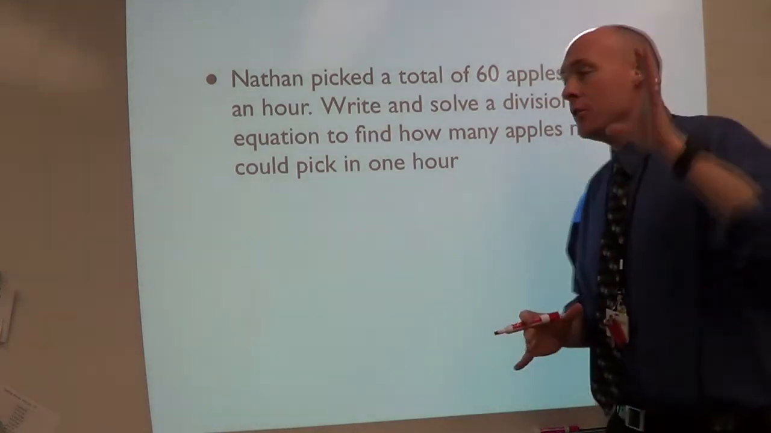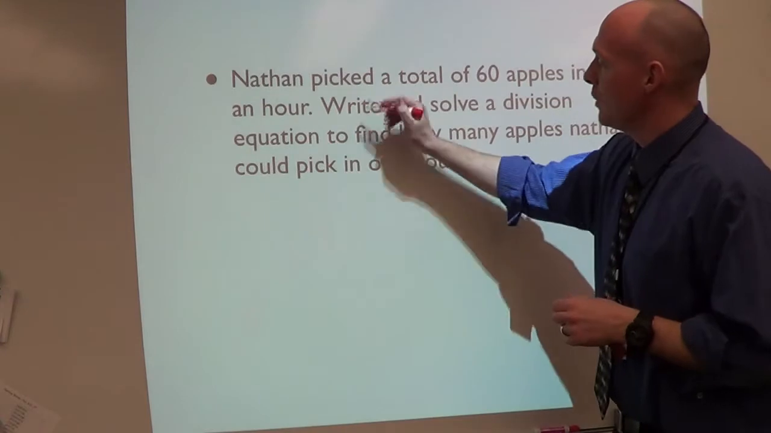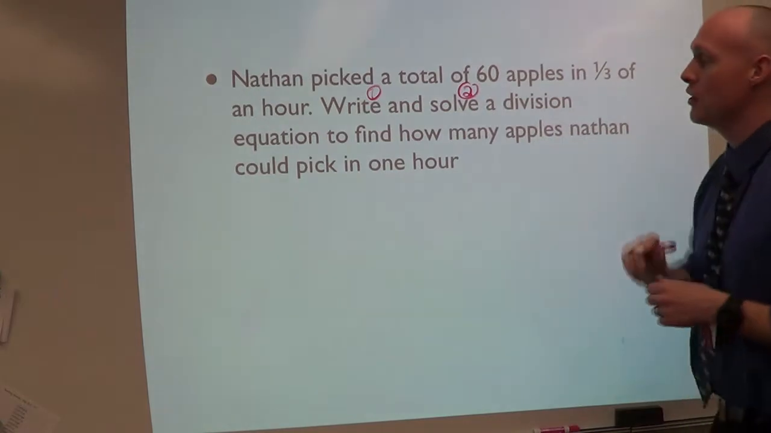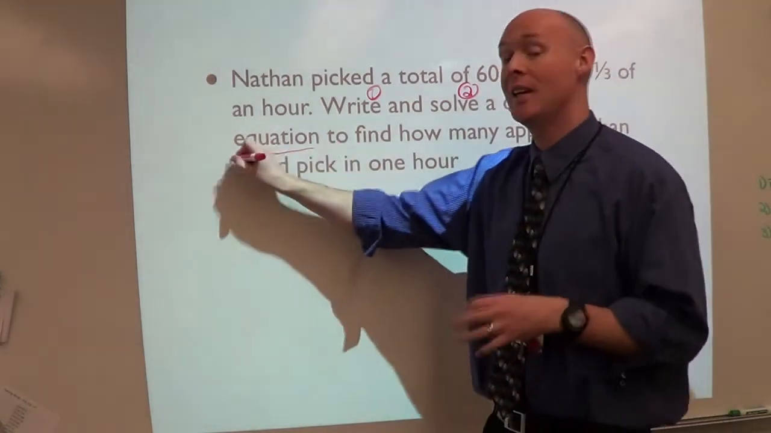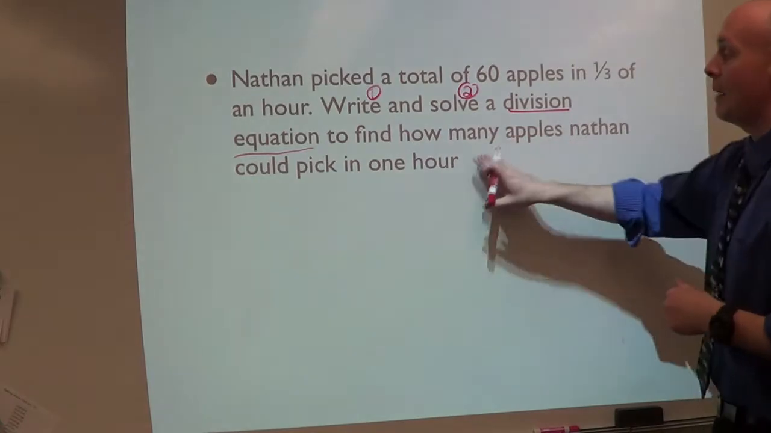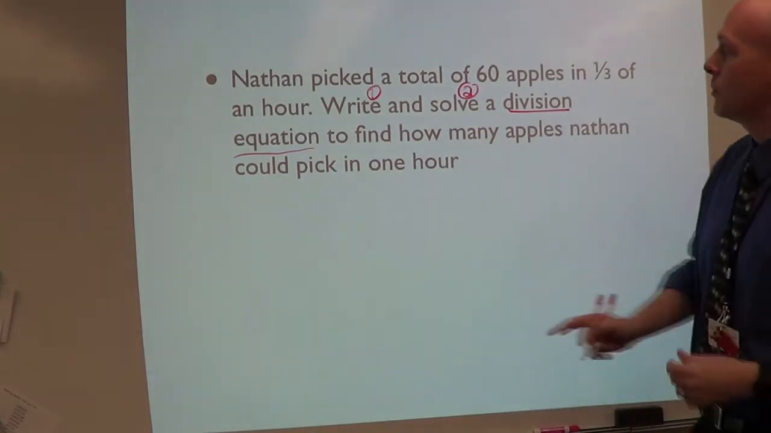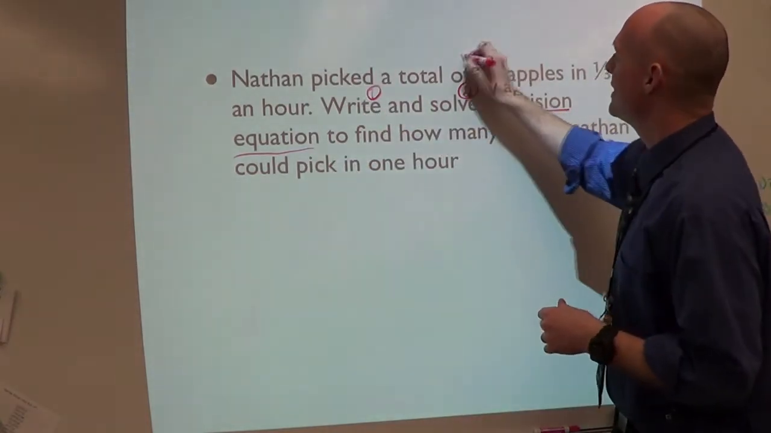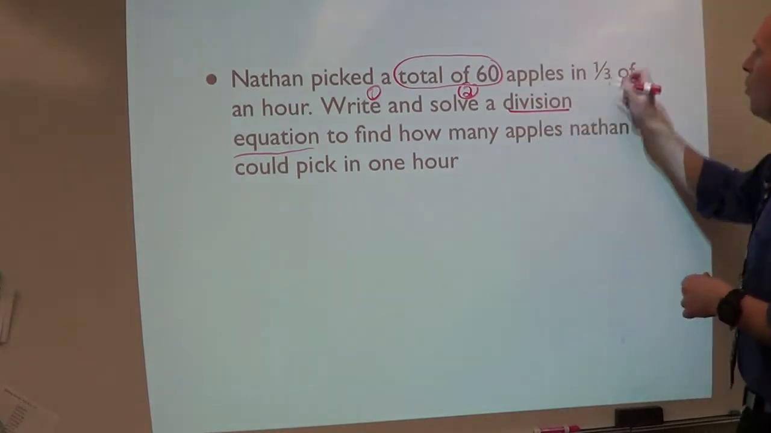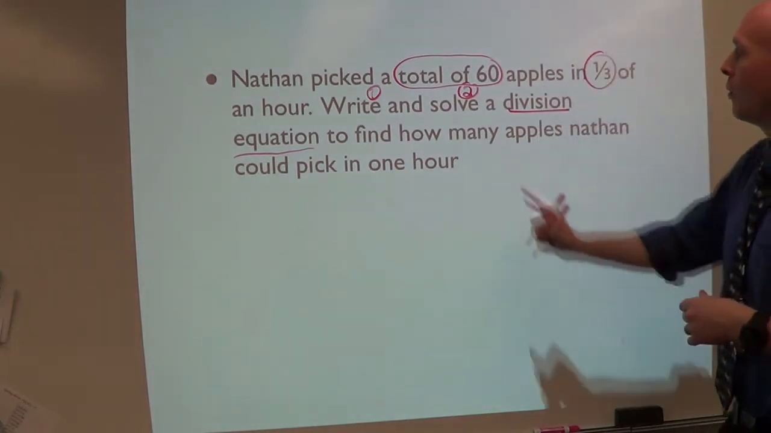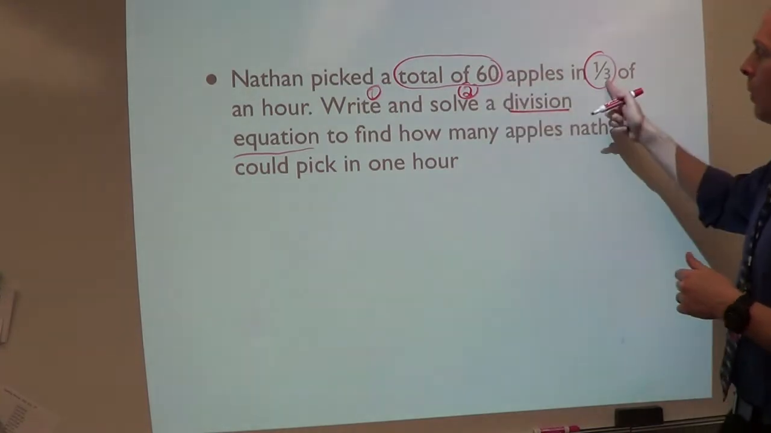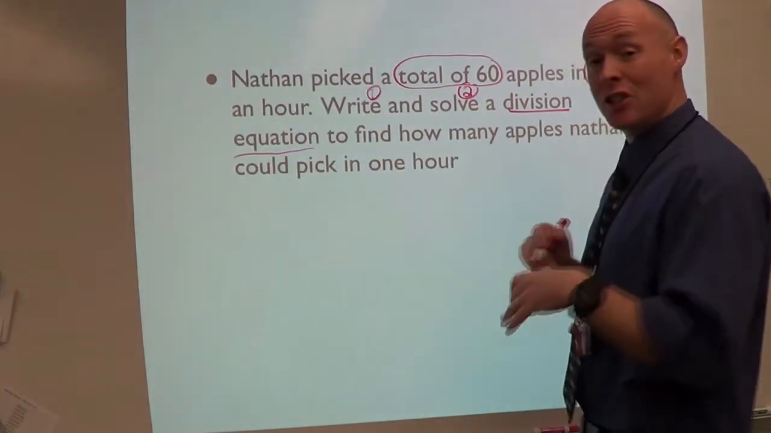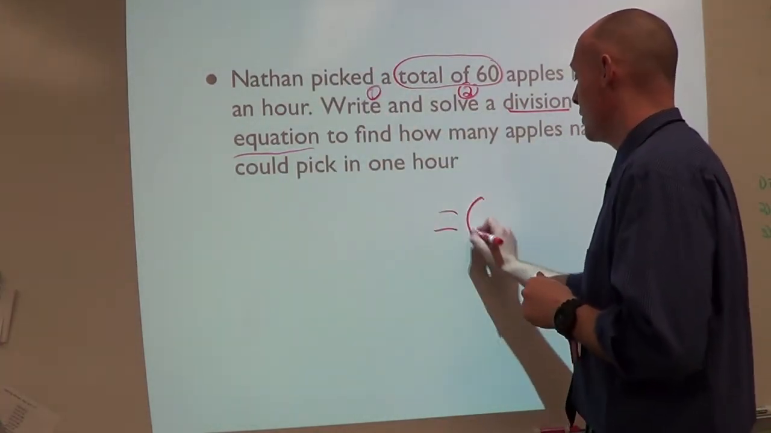Okay, so what we have to do is two different things. First, we have to write. Second, we have to solve a division equation. So that's key. We have to use division to find how many apples Nathan could pick in 1 hour. Let's pull some of the numbers out. Nathan picked a total of 60 apples in 1/3 of an hour. So now we have 60, we have 1/3, and we know we have to do a division equation. So if he picked a total of 60, we know it's going to equal 60.